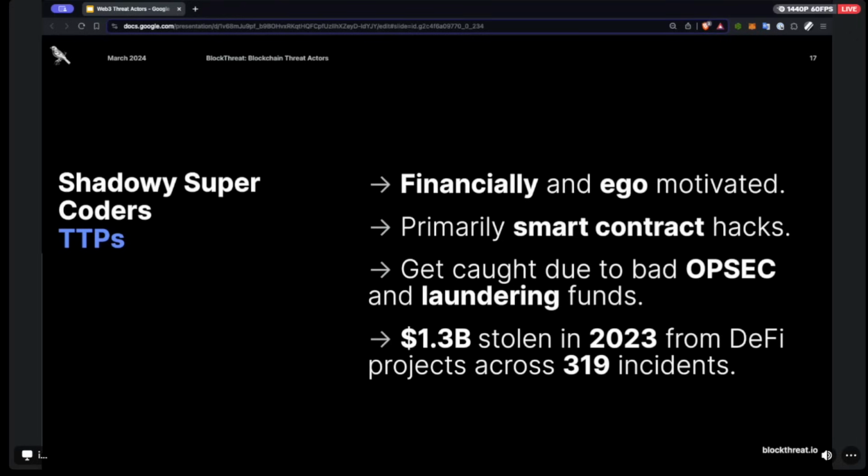Thoughts on Shadowy supercoders? Does this align with what you folks expected? Yeah, that's very interesting. One of the best talks we had so far, bro. Keep on.